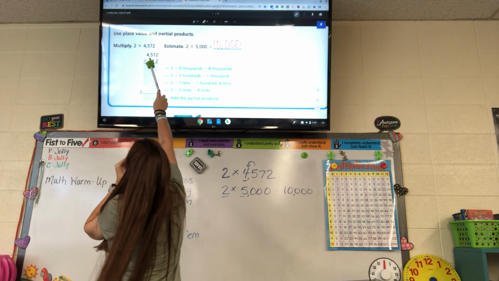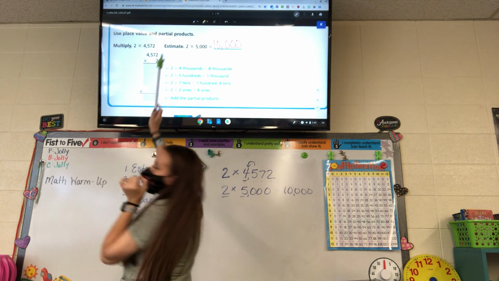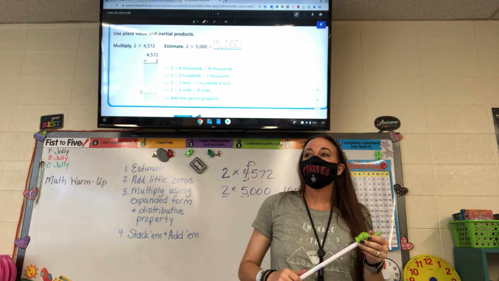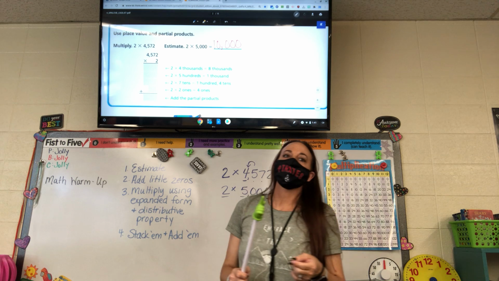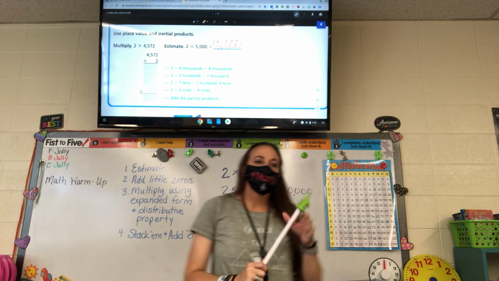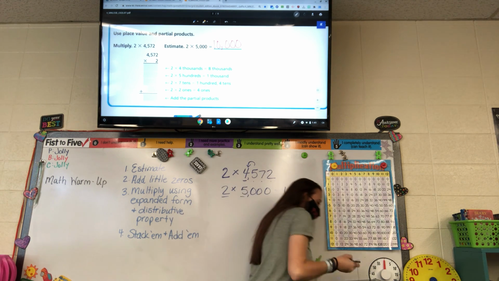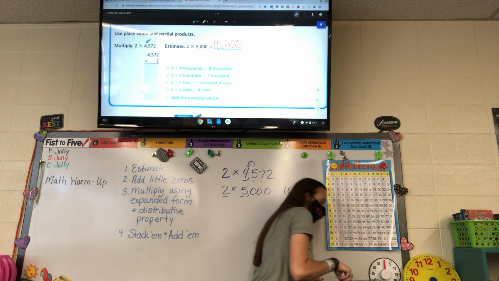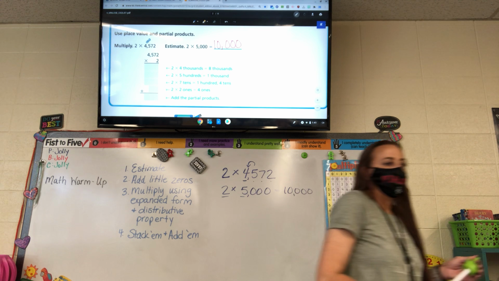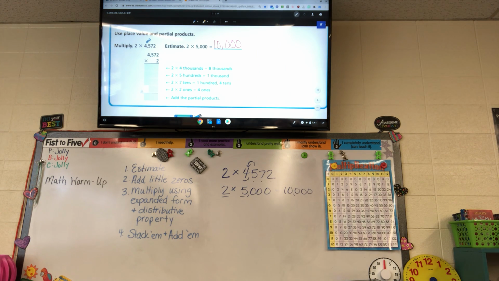What place is the 4 in? Thousands. So if you picture 4,000, how many digits are after it? 3. So we turn those into zeros. So we're going to put 3 little zeros up at the top of the 4.